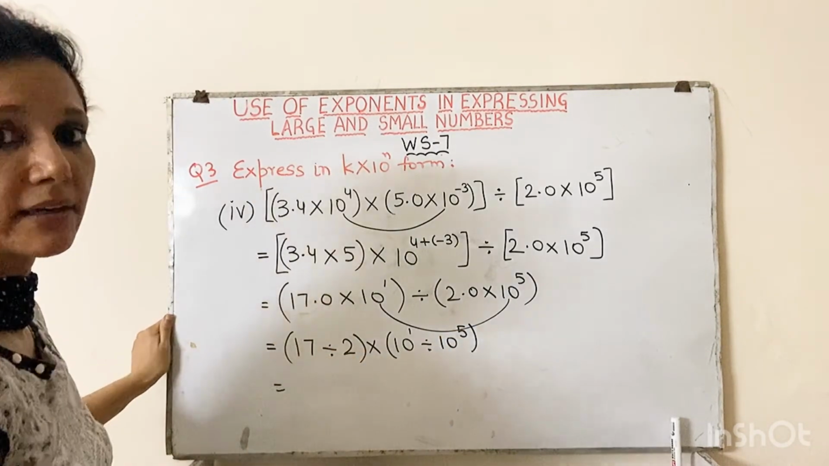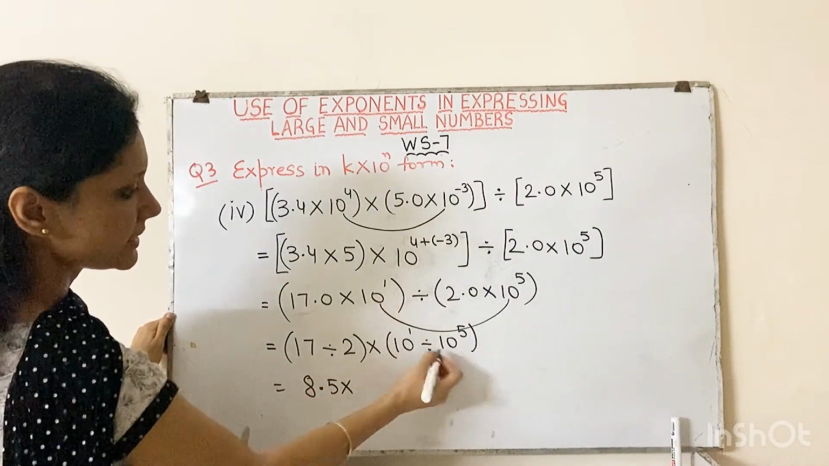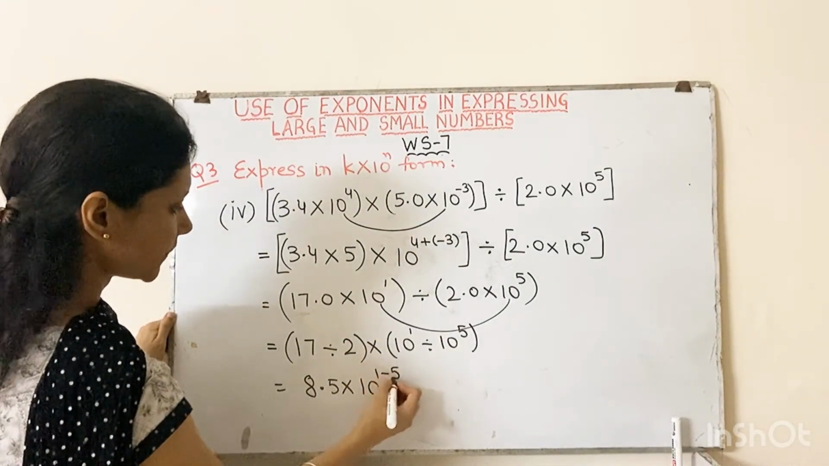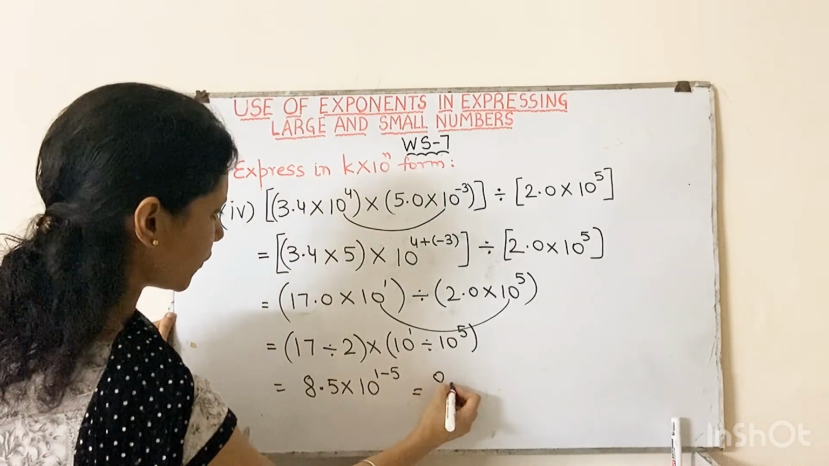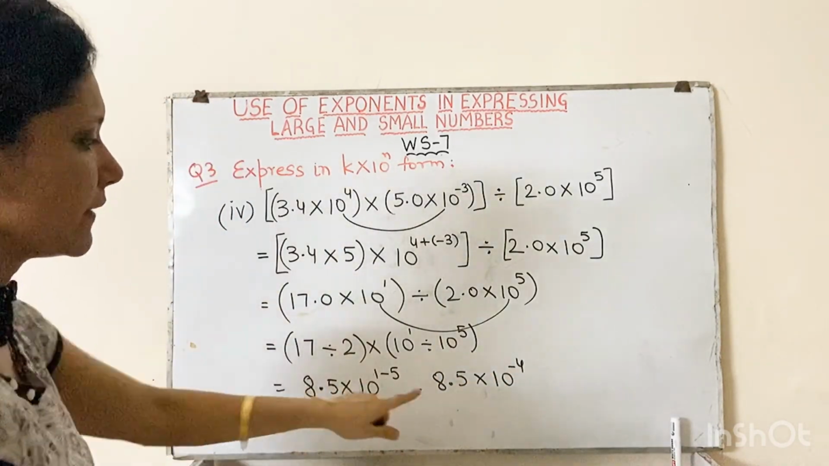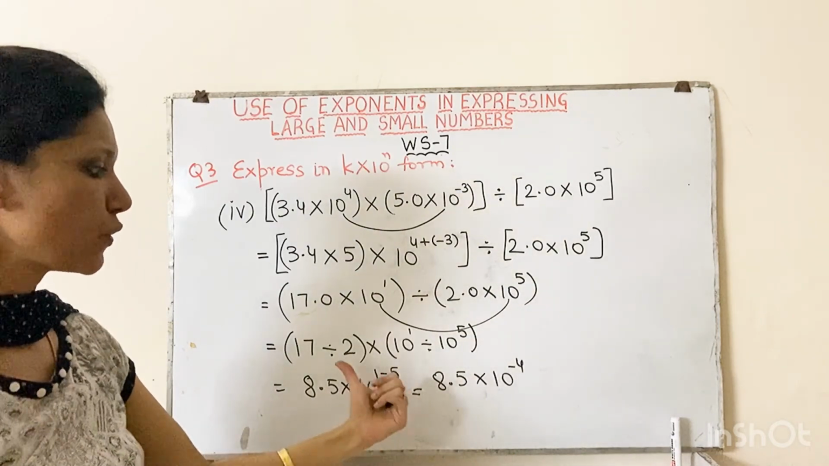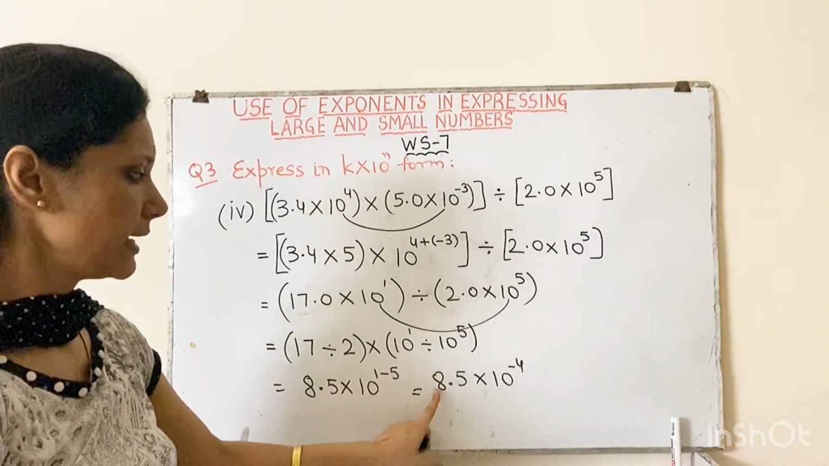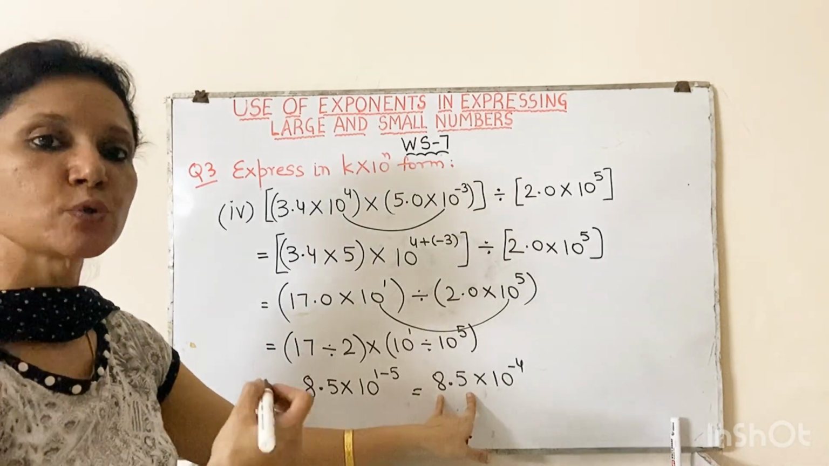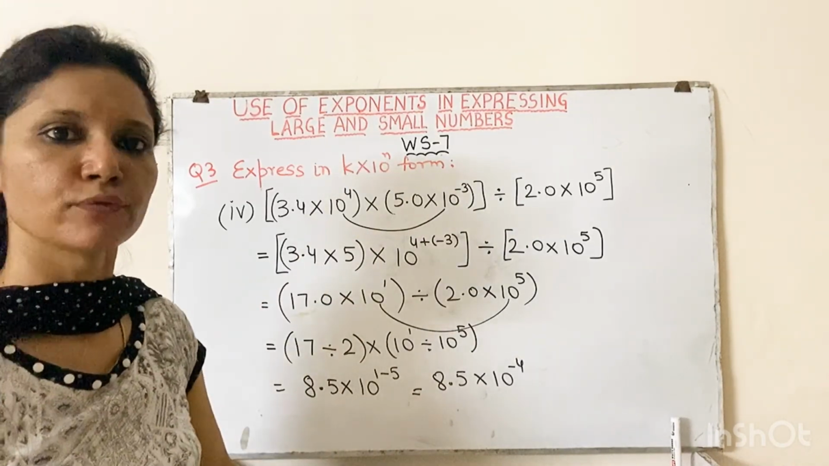So 17 divided by 2 is 8.5 multiplied by, bases are same and they are getting divided, so powers would be subtracted. So this becomes 8.5 multiplied by 10 raised to the power minus 4. Now we have to check whether this is in the standard form. See, the decimal is after the first non-zero digit from the left, that is 8. And we can also check it that way, that our k, 8.5, is between 1 and 10. So this is the required answer in the standard form.